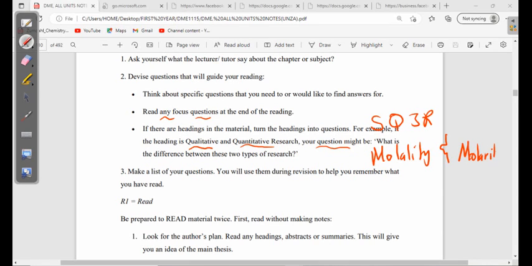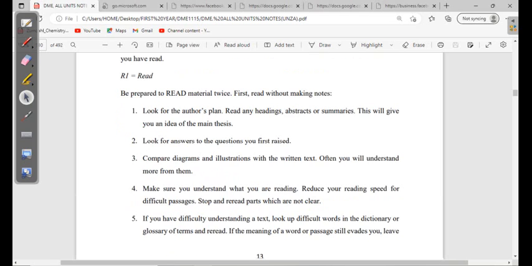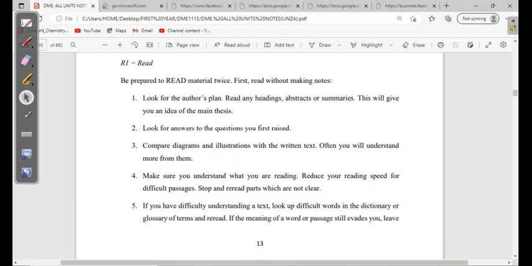So we've looked at the S and then the Q, which is question. Now what are the three R's? The first R means read. You have surveyed and formulated questions. Now you are going to read. Be prepared to read the material twice. First, read without making notes. Making notes means writing down what you are reading. So first, read without writing down what you are reading.